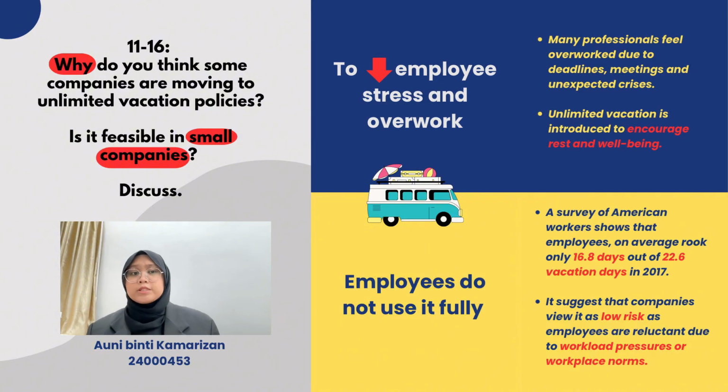Interestingly, research shows that employees often do not fully use unlimited vacations. For example, from the paragraph, a survey of American workers found that employees on average only use 16.8 days out of 22 available vacation days. This suggests that companies view unlimited vacation as low risk since many employees actually hesitate to take time off. This reluctance may be caused by workload pressures, fear of being seen as less committed, or a strong workplace norm.